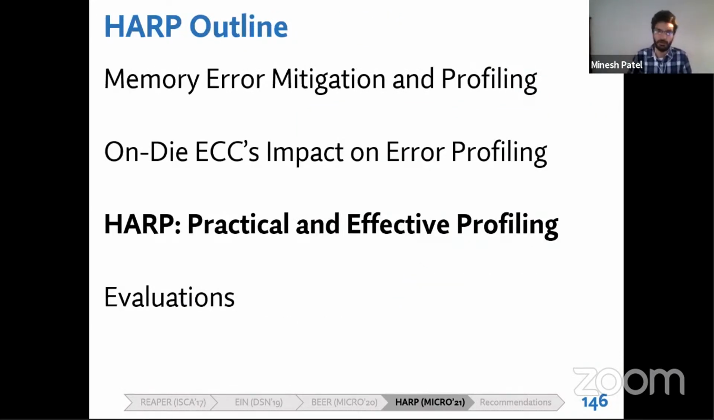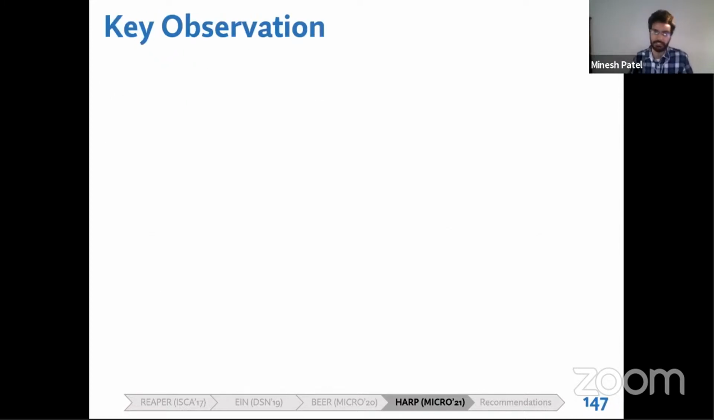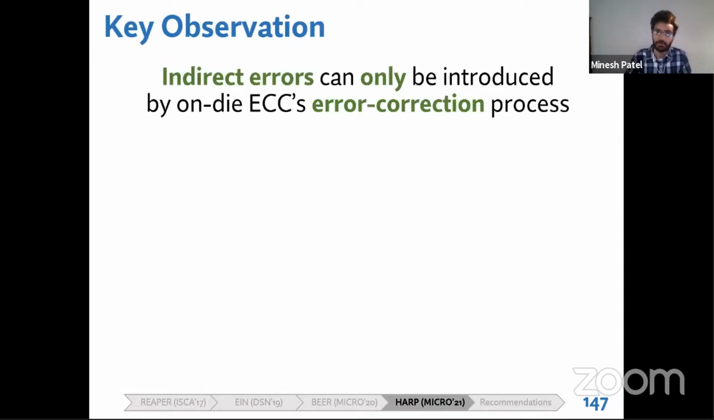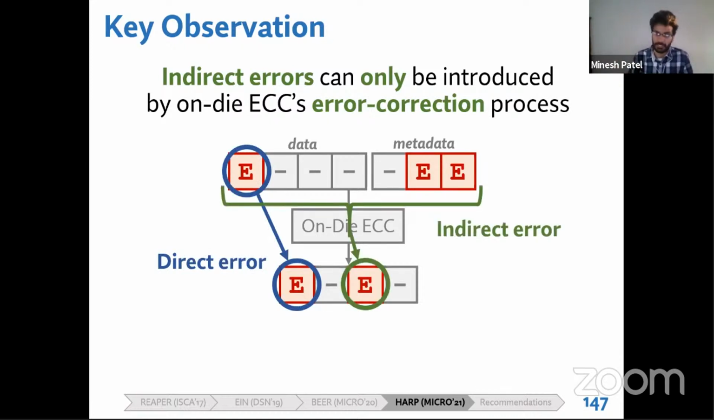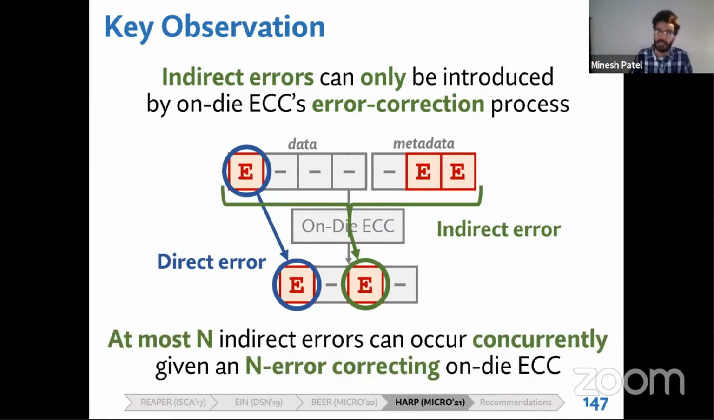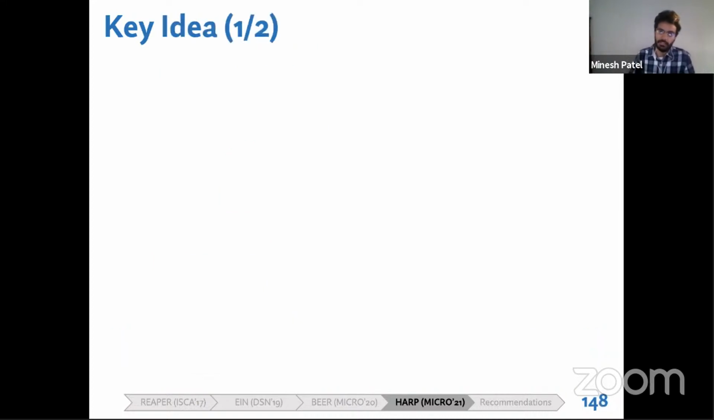So now let's talk about how we can use these observations to develop HARP, which is our proposed profiling mechanism. So our key observation is that indirect errors can only be introduced by on-die-ECC's error correction process. And as shown here, what this means is that any number of direct errors may occur, depending on which bits are at risk of pre-correction error, but only one indirect error may occur at a time, given a single error correcting code. And extending this to a more general argument, at most n indirect errors can occur concurrently, given an n error correcting on-die-ECC. And so we form a 2-part key idea based on this observation.